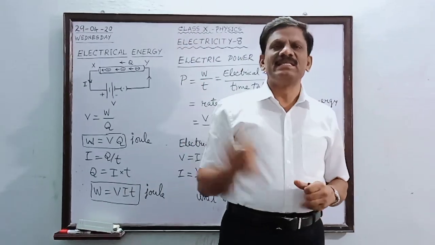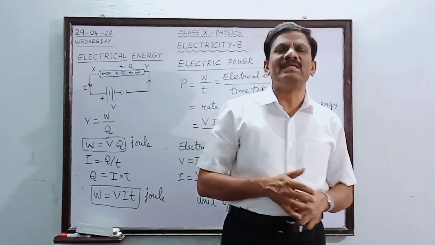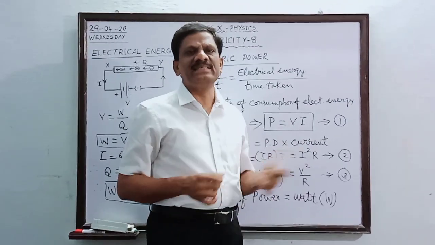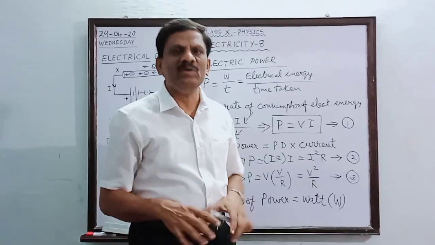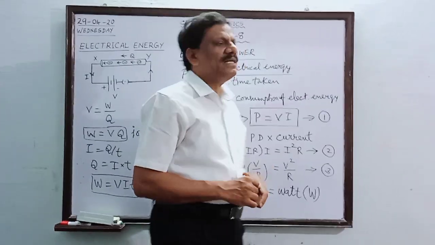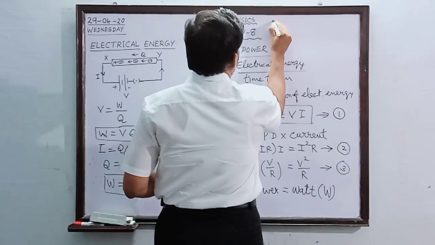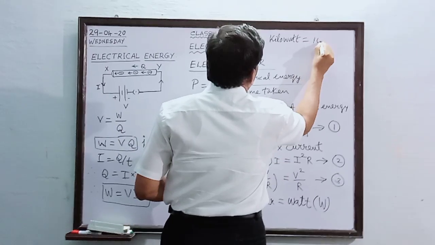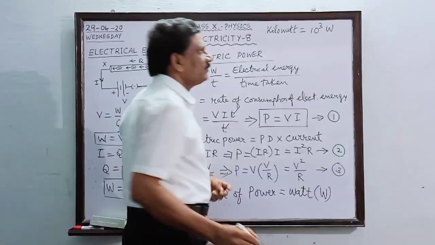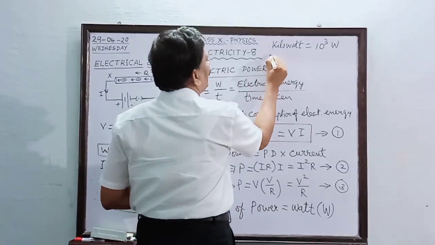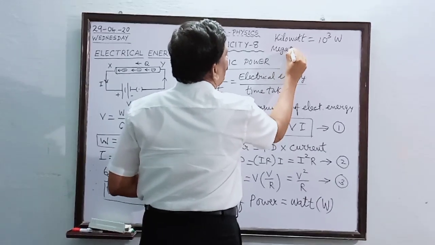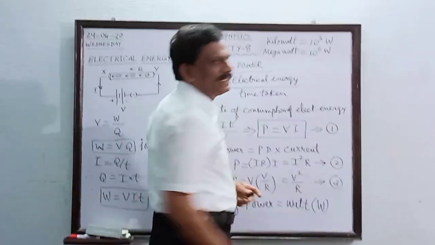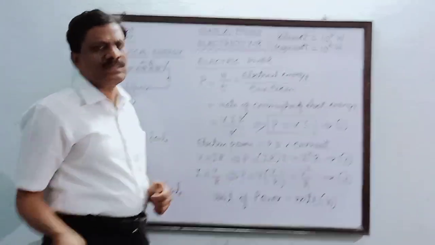Now, in power stations, the units of power being generated are in megawatt. Like that, the iron box, the AC, the refrigerator and all, they consume the electric power in kilowatts. So, there are some other units. The kilowatt is equal to 10 to the power of 3 watt. Another unit I told you, megawatt. This megawatt is equal to 10 to the power of 6 watt. 10 power 6, 1000 into 1000.